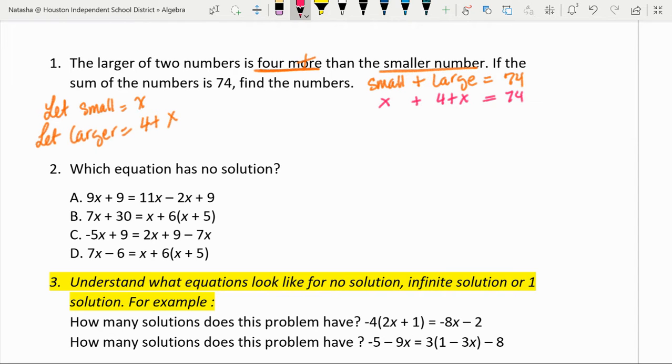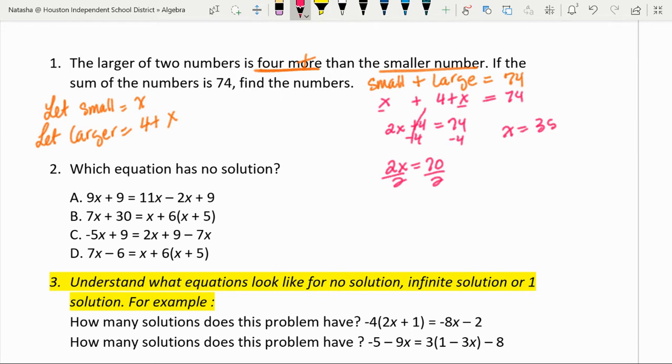So now, as you can see, we have an equation here. So I'm going to go ahead and solve for x. I'm going to combine like terms. So x plus x is going to give me 2x. I'm going to add 4 here, and that's going to give me 74. I'm then going to subtract the 4 from both sides. So that's going to give me 2x is equal to 70. Divide by 2, divide by 2. That's going to give me x is equal to 70 divided by 2. 70 divided by 2 is going to give me 35.